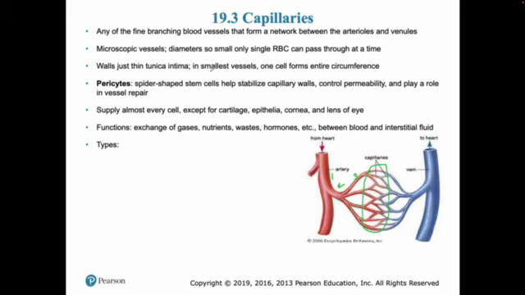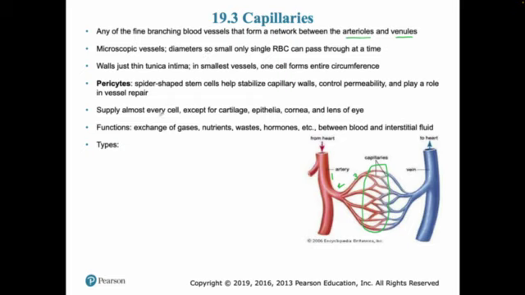What is a capillary? These are fine branching blood vessels that form a network between arterioles and venules. Venules are the same thing as arterioles, but for veins. We'll talk about that in a minute. But these capillaries are very small microscopic vessels. Sometimes they can be so thin that only one RBC can pass. So it's a micrometer thing, right?